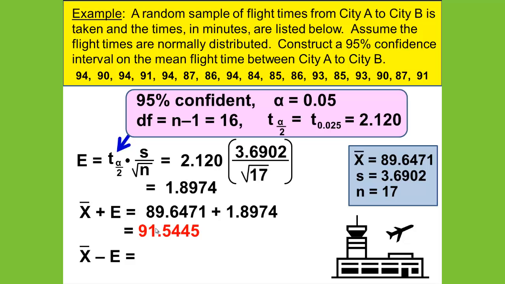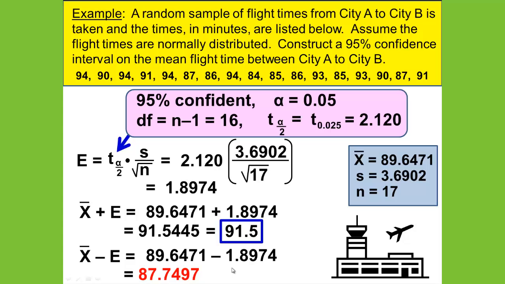And I'm not going to read those decimals out. You can do so yourself. But that, well, I guess I will. 89.6471 plus 1.8974 gives us 91.5445. And 89.6471 minus 1.8974 gives us 87.7497. And now I'm going to talk about the rounding of those two limits.